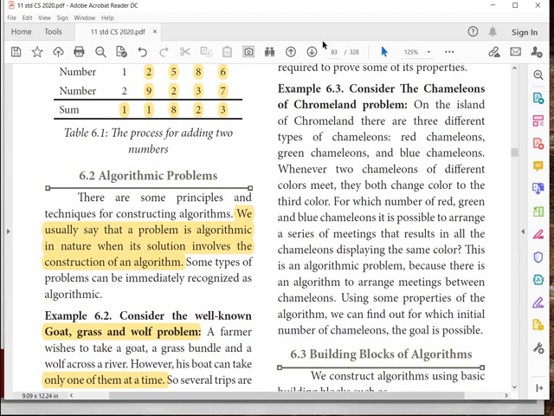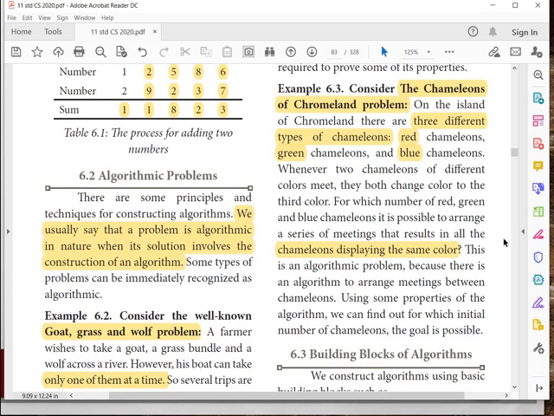Here is another problem, called chameleons on Chromeland. On the island of Chromeland there are three different types of chameleons. How many different types? Three. One is red, another is green, and another is blue. Whenever two chameleons of different colors meet, they both change color to the third. For example, if a red and a blue meet, the red and blue both convert to the third color, green. For which numbers of red, green and blue chameleons is it possible to arrange a series of meetings that results in all the chameleons displaying the same color?